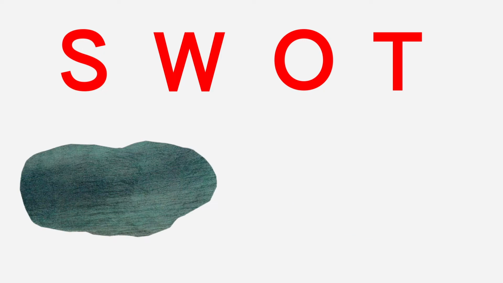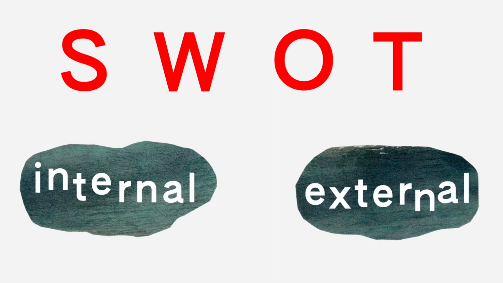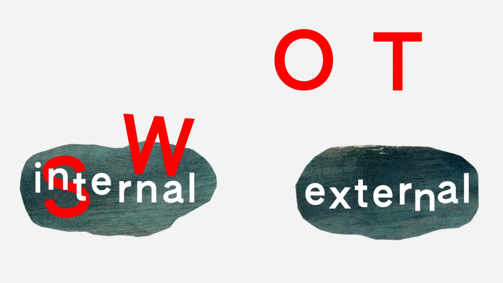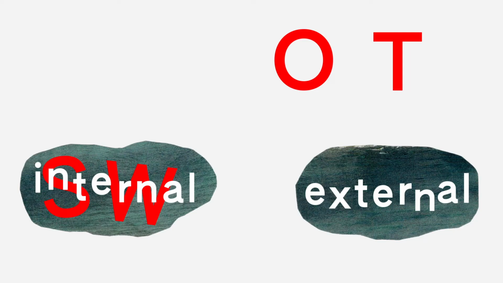We divide SWOT into two groups, internal and external. Strengths and weaknesses are internal. These are things under your control and things you can change. Think about a light in your house. You can turn it on and off, or even dim it a little.